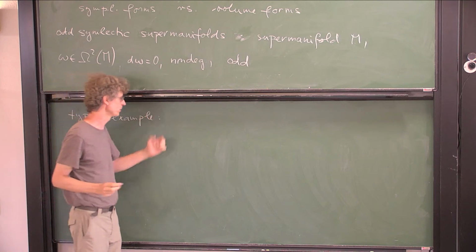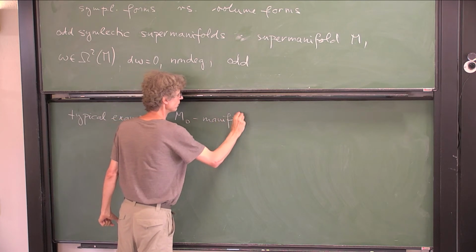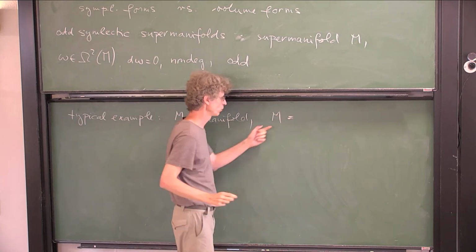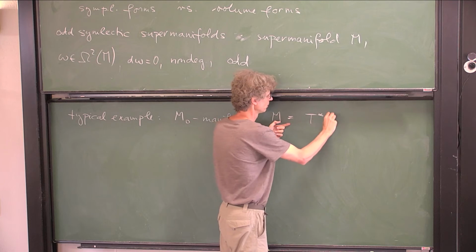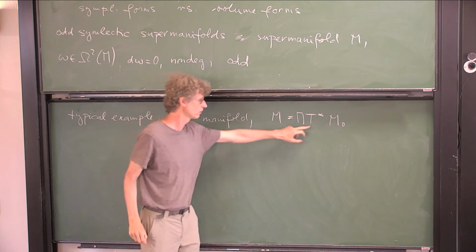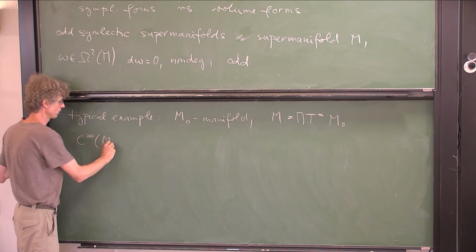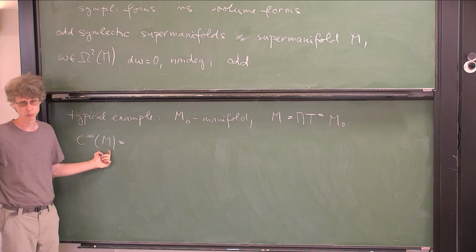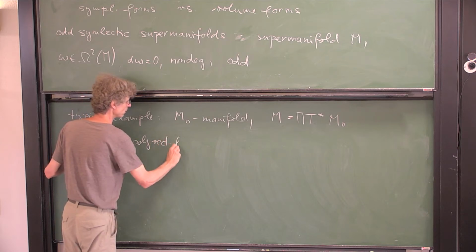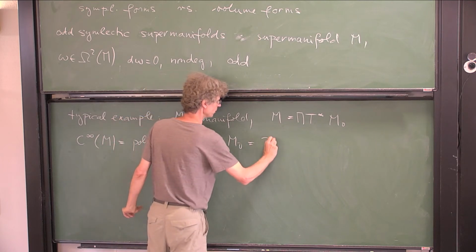So we start with an ordinary manifold, so this is not a supermanifold, M0. And then for M, we just take the cotangent bundle of M0, but change the parity of those fibers. What it really means is that now the algebra of functions on M is simply the algebra of polyvector fields on M0, which I'll denote by this kind of V.